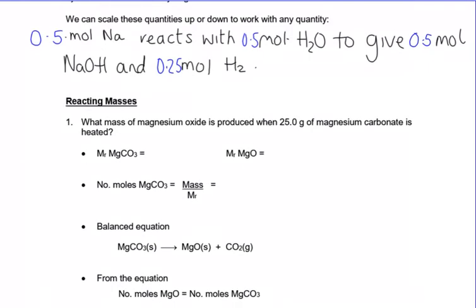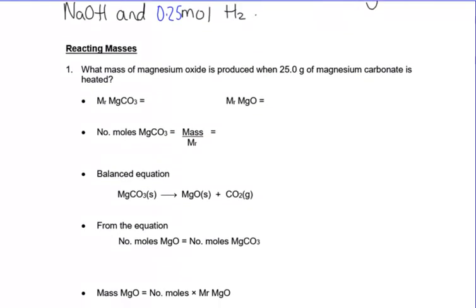So let's put that to some use. The question is, what mass of magnesium oxide? So if I was reading this in an exam, one of the first things I would come across is, what's the formula of magnesium oxide? Magnesium is in group 2, so it's a 2+ ion. Oxide ion is O2- because oxygen's in group 6, so MgO is produced when 25 grams of magnesium carbonate, MgCO3, is heated. So what information have I been given? I'm asked what mass of magnesium oxide, but I'm being told 25 grams of magnesium carbonate.